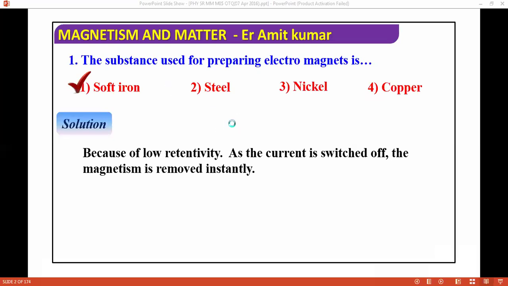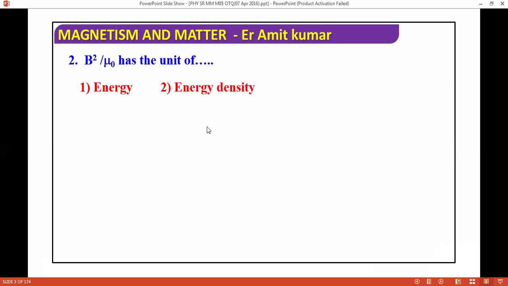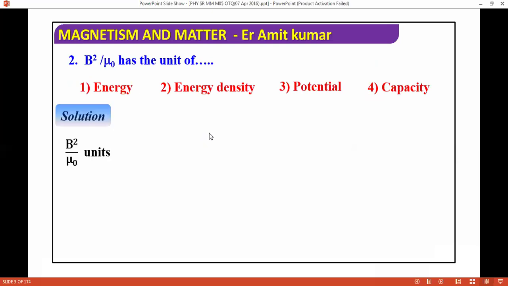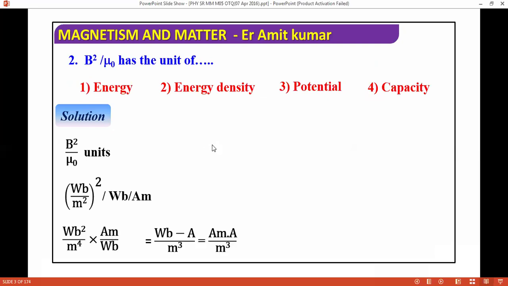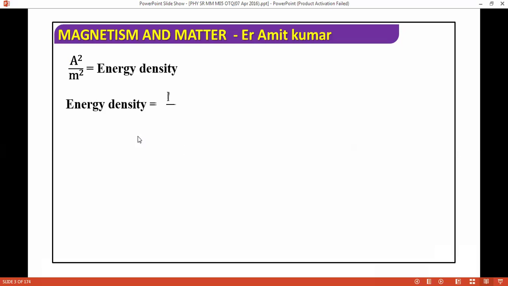Next question: B square by mu naught has the unit of, and we have options: energy, energy density, potential, and capacity. Already all of you know that B square by mu naught is Weber per meter square, whole square, divided by mu naught. Keep this relation in your brain. So it is ampere square by meter square. Basically, it is the unit of energy density.